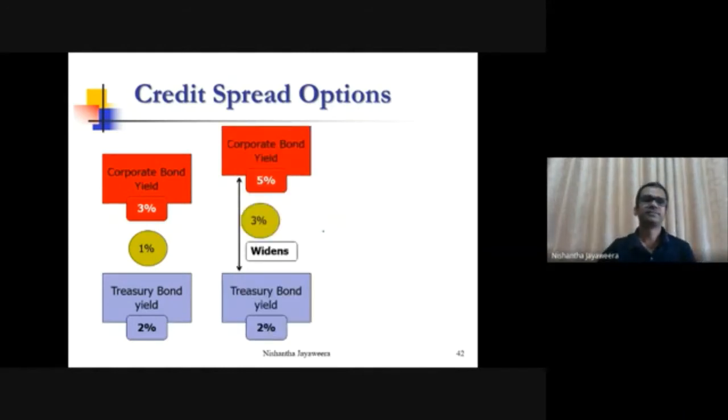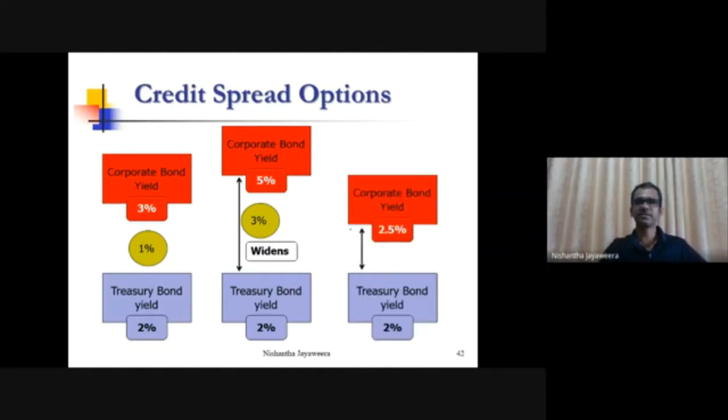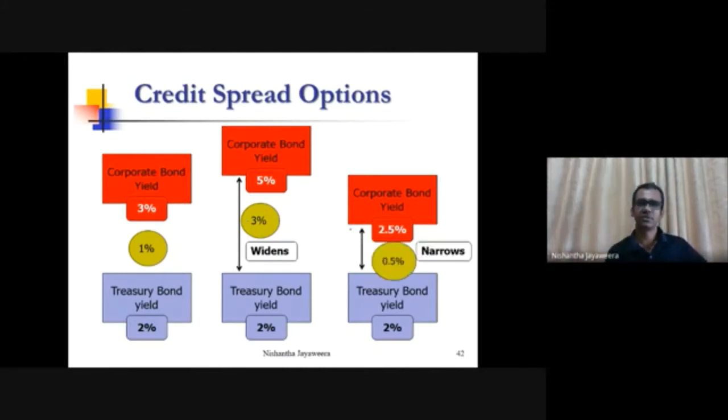So you can see here, I'm trying to explain the spread. Corporate bond yield is 3%, treasury bond yield is 2%. So the spread is 1%. There can be instances where the treasury bond yield remains the same at 2%, but the yield on the corporate bond increases to 5%. That means the spread has widened. The next instance, the yield of the corporate bond has come down, narrowing the spread.